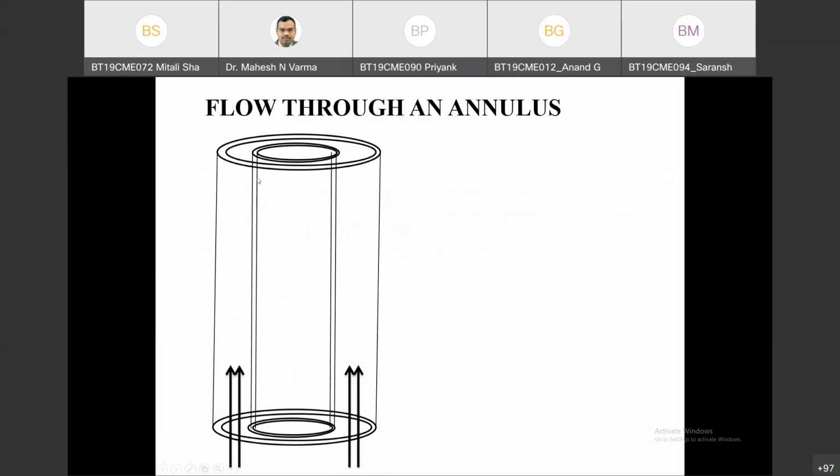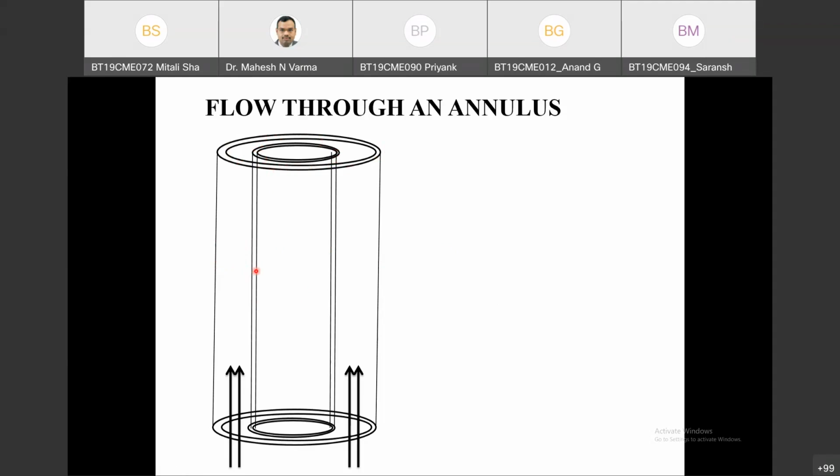So here we have the outer cylinder. These are the boundaries of the outer cylinder, and this is the inner cylinder, with its boundary. So we are discussing the flow in this region, the space between the inner cylinder and the outer cylinder.